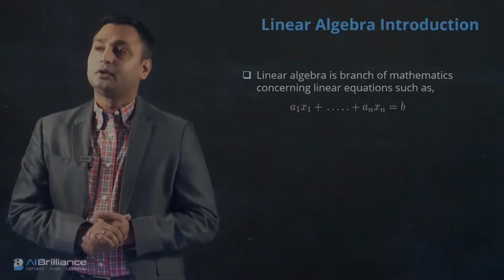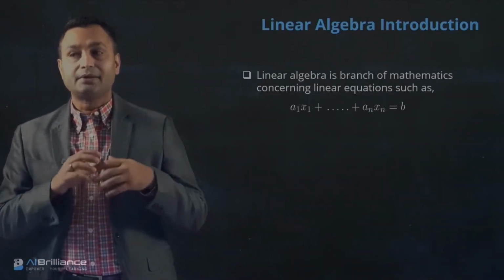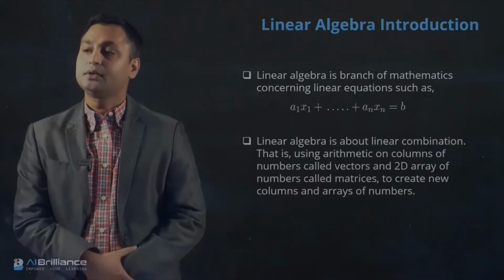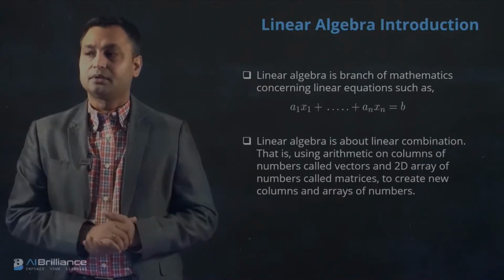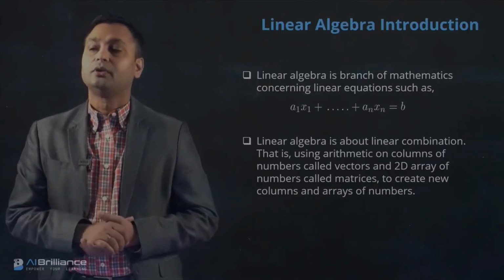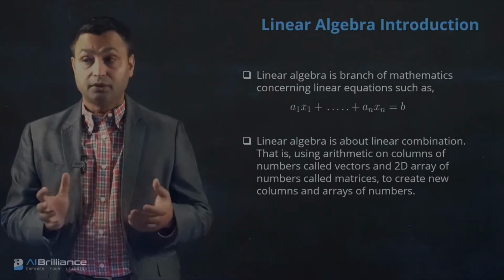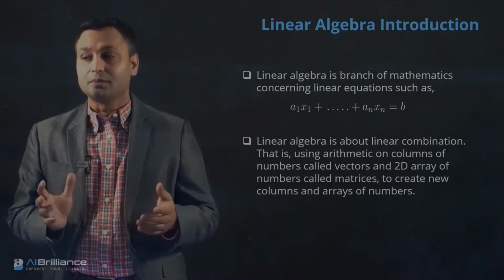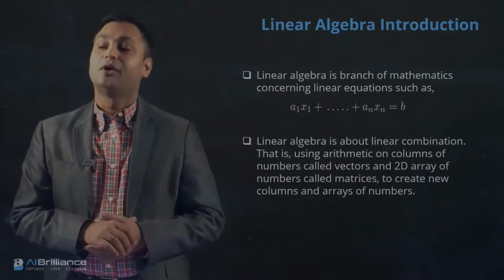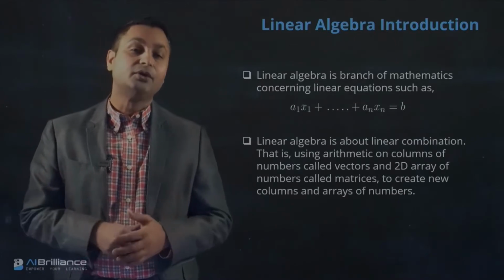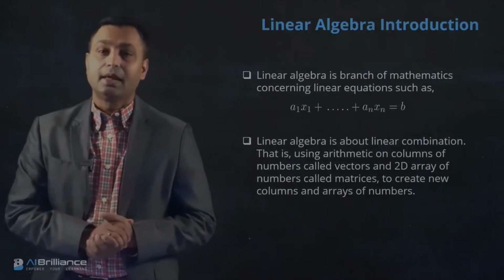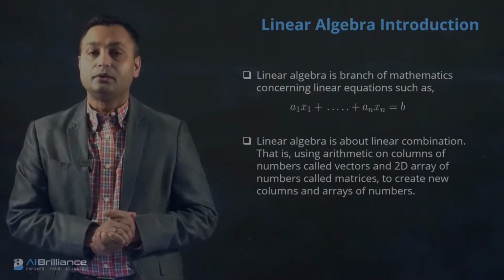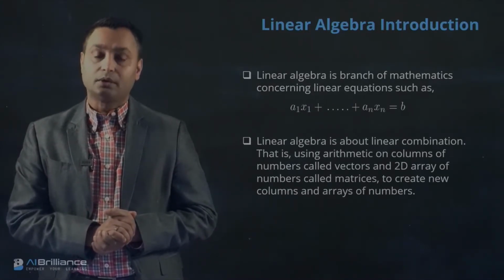First of all, we begin with linear algebra. It's essentially a branch of mathematics that concerns linear equations. When we say linear equation, it is about linear combination and using arithmetic of columns of numbers called vectors, or 2D arrays called matrices, to create new vectors or new matrices in general. It's very important to understand how these operations are carried out and what they result in.